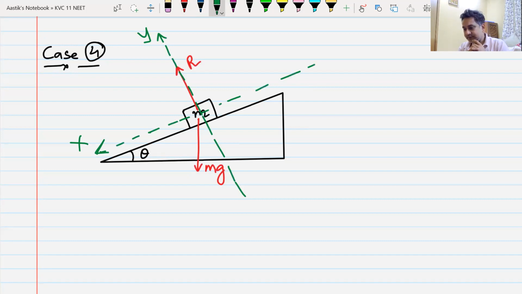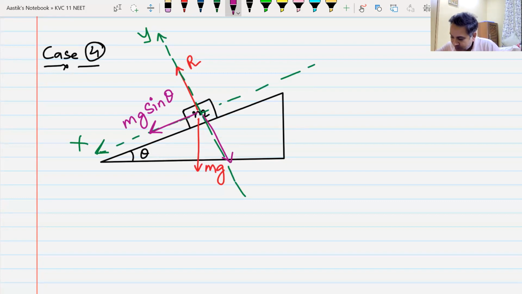Do we remember this? Now, this weight mg is not lying along the horizontal and vertical. So what will we do? We will resolve this weight into two components. I told you the component which comes along the incline is mg sin theta. Do we remember this? And the component which comes perpendicular to this is mg cos theta.